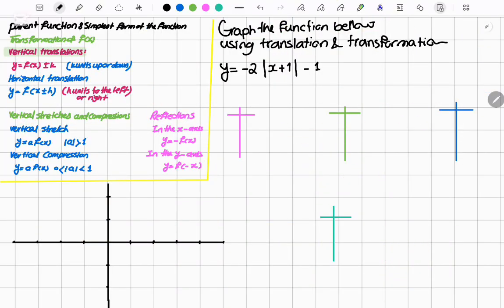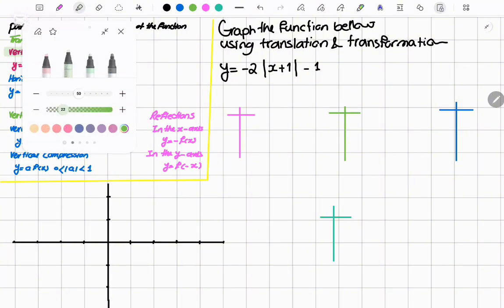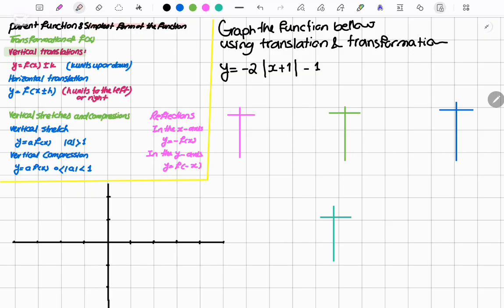So it says graph the function below using translation and transformation. Now I have an absolute value function. As I said, the very first thing that you need to start with is the parent function. And the parent function is the simplest form of that function that we are talking about. Okay, so the parent function for this, the simplest form of the function, don't forget that, is going to be y is equal to absolute value of x, right? That's going to be the parent function.